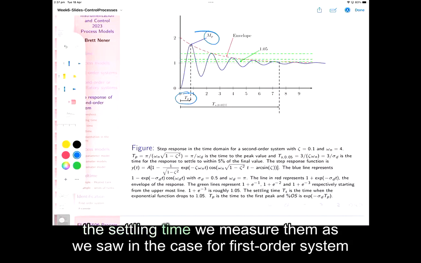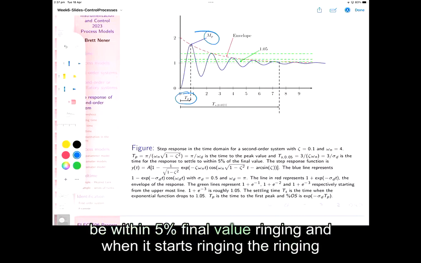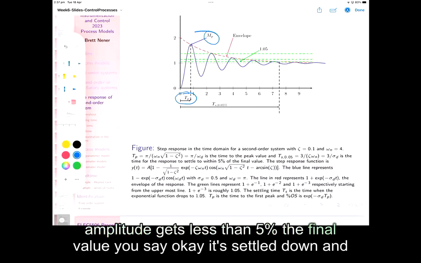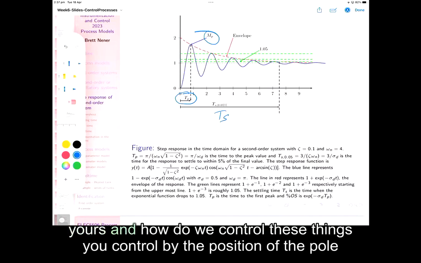And then the settling time. As we saw in the case for the first order system, there are many definitions. Let's say your definition is that you want it to be within 5% of the final value. When it starts ringing, and the ringing amplitude gets less than 5% of the final value, we say, okay, it's settled down, and so that's the settling. So these are all characteristics you want to pin down. And how do we control these things? They're controlled by the position of the pole.